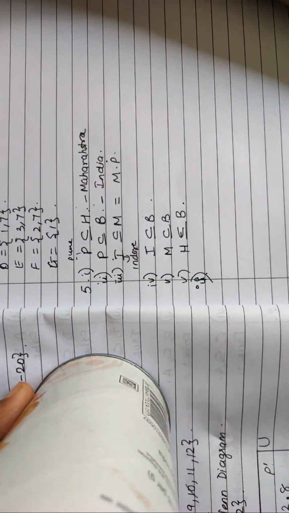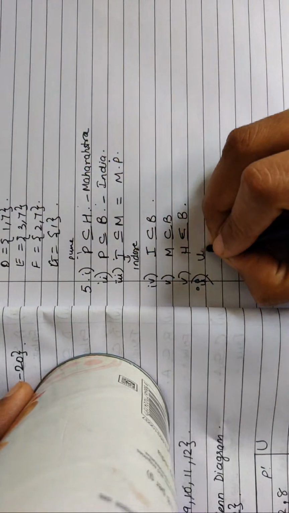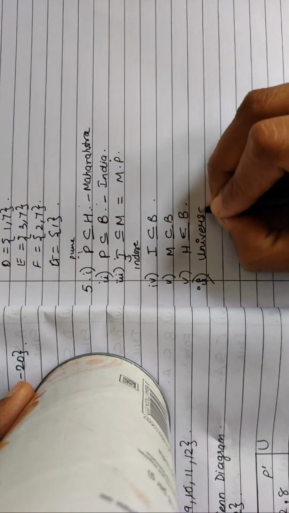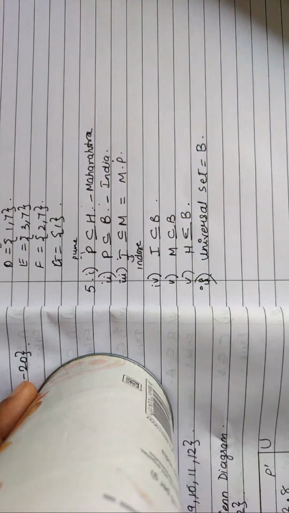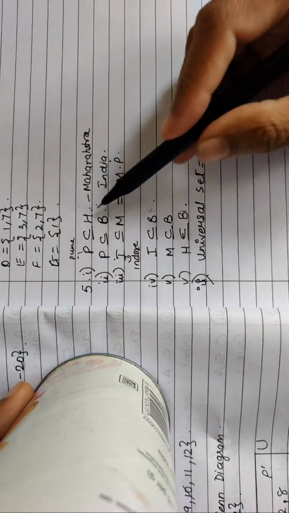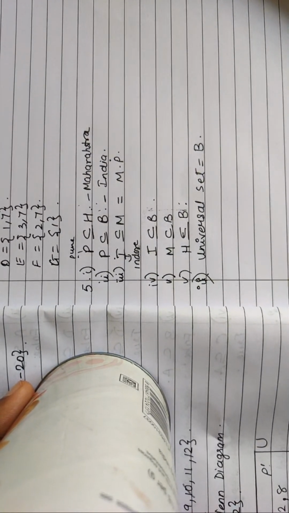Second says which set of the above is the universal set? Yes, universal set will be set B because ये इंडिया को रिप्रेजेंट कर रहा है ना. हमने सारे B के साथ मैच किए हैं मैक्सिमम, इसलिए अपना यूनिवर्सल सेट होगा B.